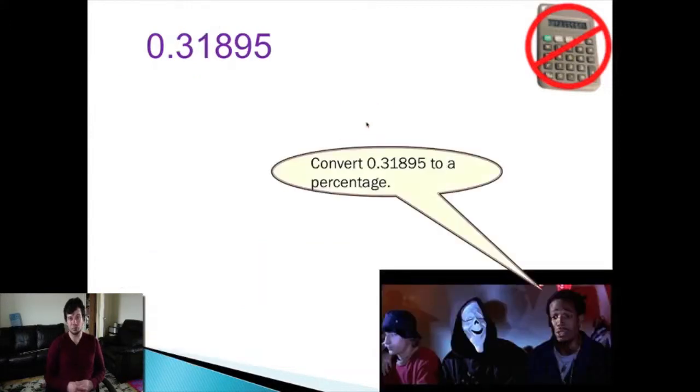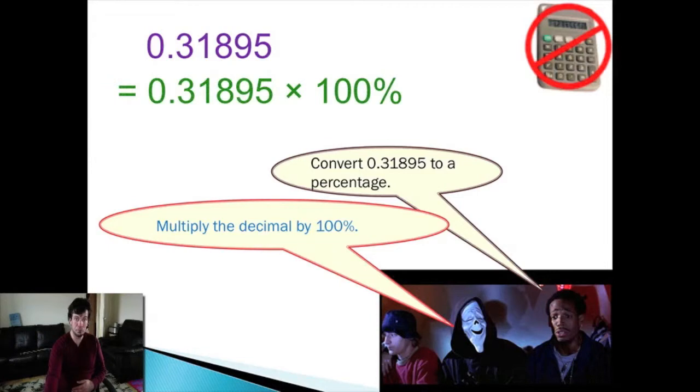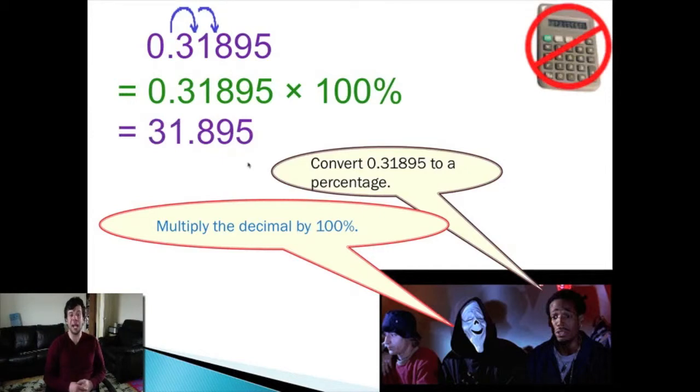Convert 0.31895 to a percentage. What do we multiply by to convert an amount to a percentage? Multiply the decimal by 100%. By 100. And how does the decimal place move? To the right, 2 steps. Where does the decimal point lie? Between the 1 and the 8. So your answer is 31.895.